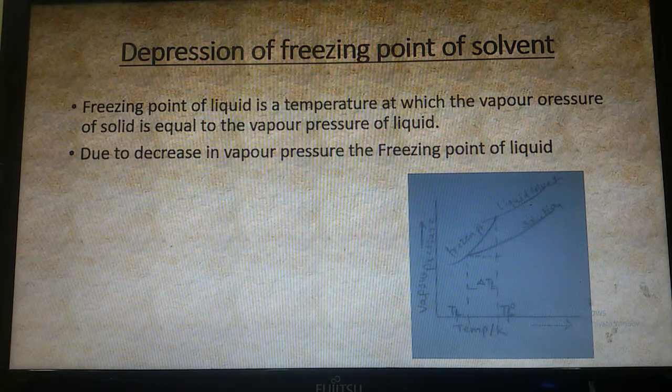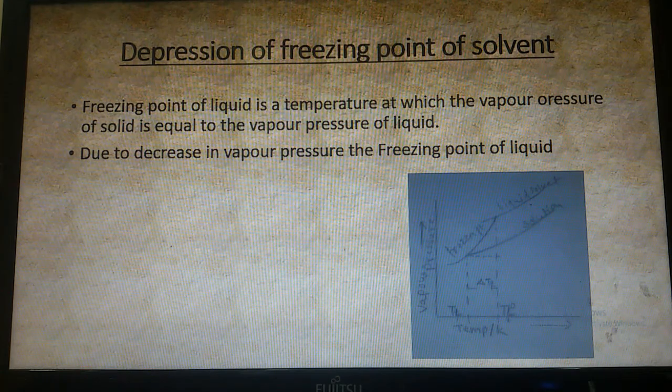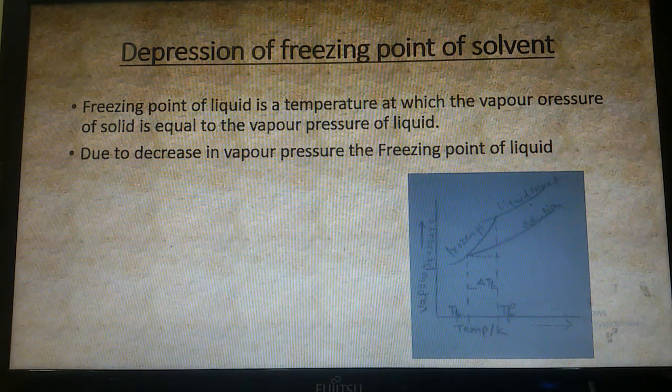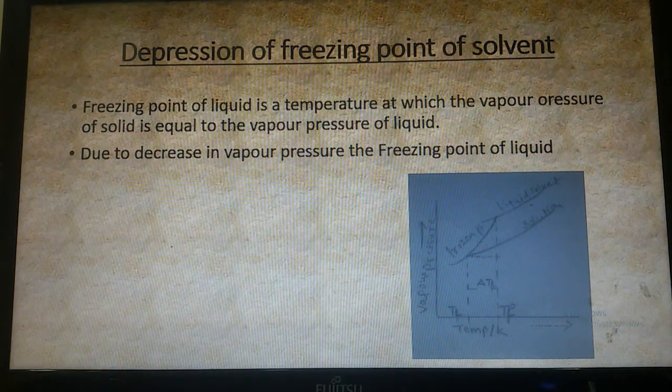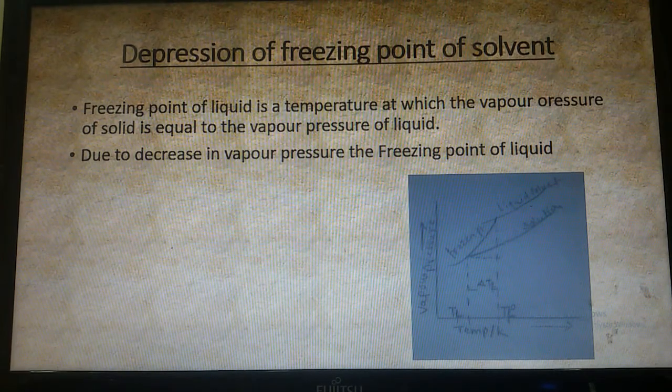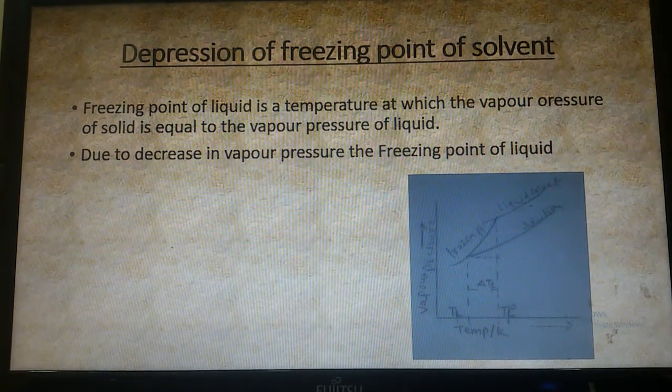Our next property is depression of freezing point of the solvent. Freezing point of a liquid is the temperature at which the vapor pressure of the solid is equal to the vapor pressure of the liquid. According to Raoult's law, when a non-volatile solute is added to a solvent, its vapor pressure decreases and now it would become equal to that of the solid solvent at a lower temperature. The graph shows vapor pressure against temperature.